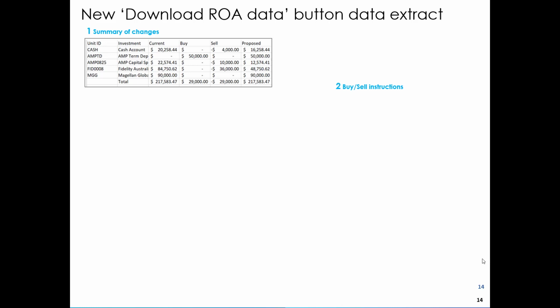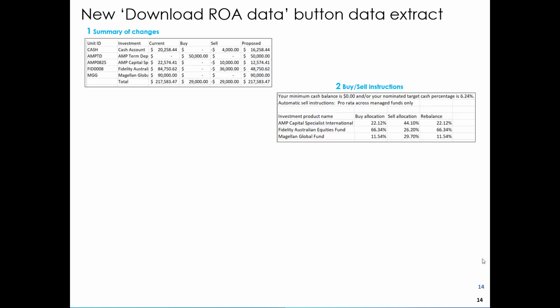The second is the buy and sell instructions. So it will summarize your minimum cash balance and the target cash balance, including the automatic sell instructions that are listed in this example there. It will then list the investments within the buy and sell instructions, the buy allocation, the sell allocation, and rebalance. The third is the proposed asset allocation.